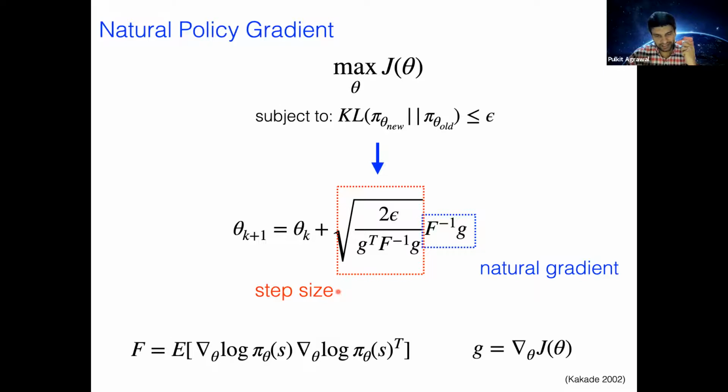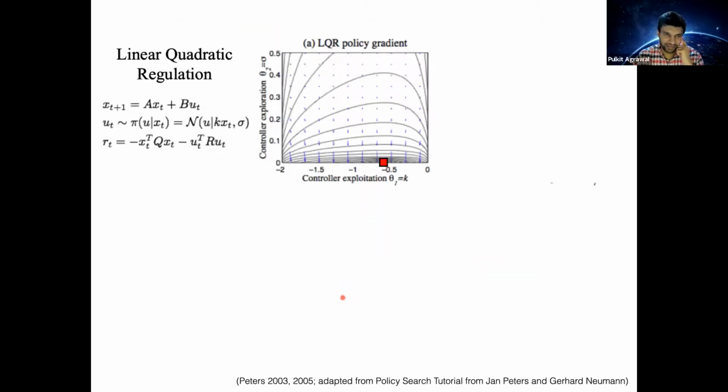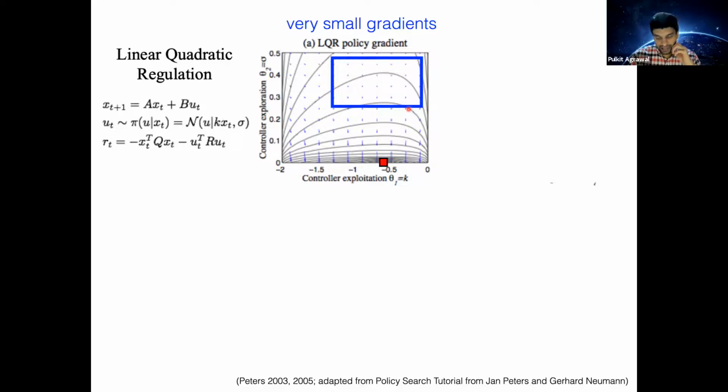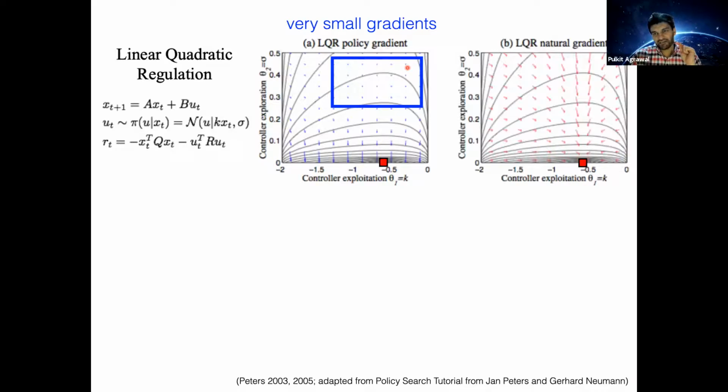So what does this actually end up doing? We can look at an example. I'm taking this example from some work by Jan Peters. We have a two-dimensional LQR controller. What we are showing is parameter theta one on the x-axis and parameter theta two on the y-axis. Each arrow over here is representing the policy gradient. What you notice is that the gradients in this region are very, very small. What this would mean is that if I'm starting anywhere over here, it will be very hard for me to move to the optimum solution shown over here. But instead, if you were computing the natural gradients, the scaling of the gradients is much better. No matter where I start, I will end up converging to my optimal configuration much faster.